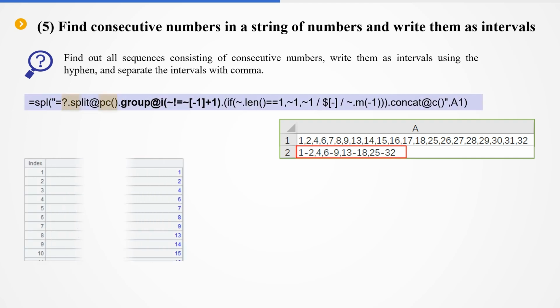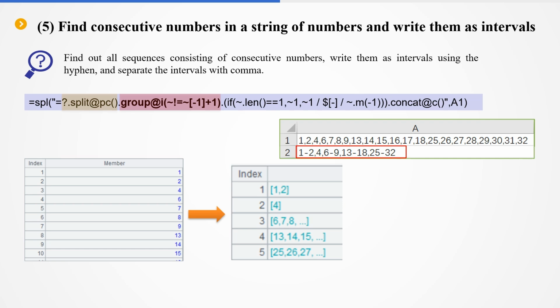Split@p means splitting the string into a sequence, during which the function automatically parses the data type. After splitting, it will return a sequence composed of numbers. Then group the numbers in the sequence. Group@i means that if the result of the parameter expression is true, the number will be put into a new group.